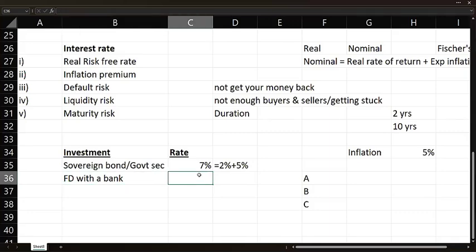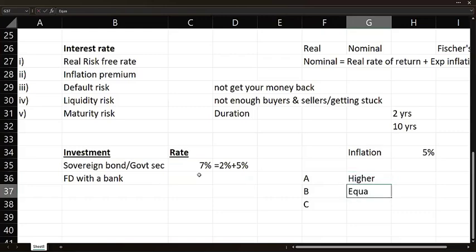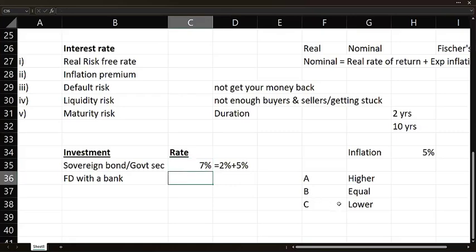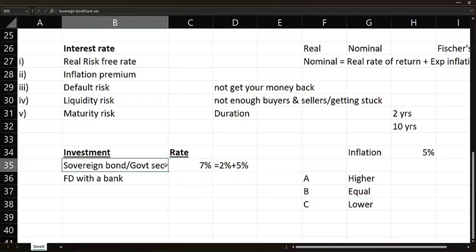So coming back to the question, my question is whether the FD rate should be equal to the government security interest rate, or higher than that, or lower than that. So first, let me look at the third option, that it can be lower than the government security. In that case, you tell me which one is safer: a government security, a bond issued by the sovereign government, or a bank which is allowing you to invest into a particular instrument? Which one is more safe?